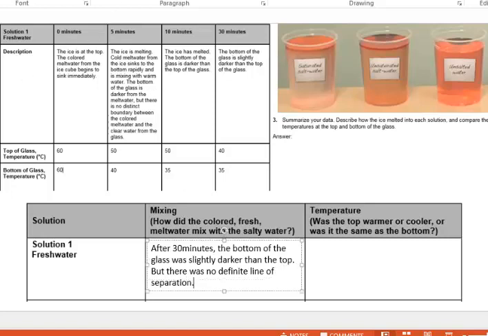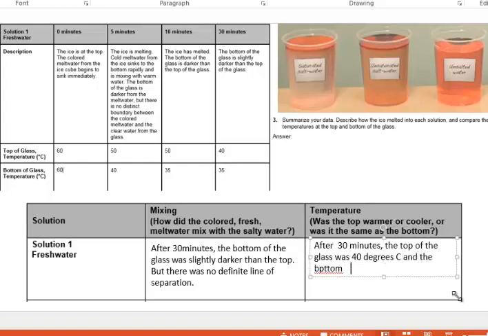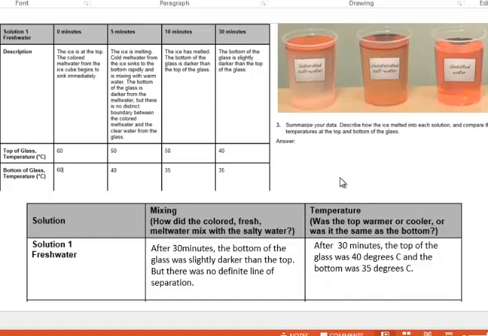If we look at the temperature, based on the data, remember this is all given to us in the data, after 30 minutes, the top of the glass was 40 degrees Celsius and the bottom was 35. So that is different than my hypothesis. So this is question number 3. You can see that here. I put the question there on the screen.